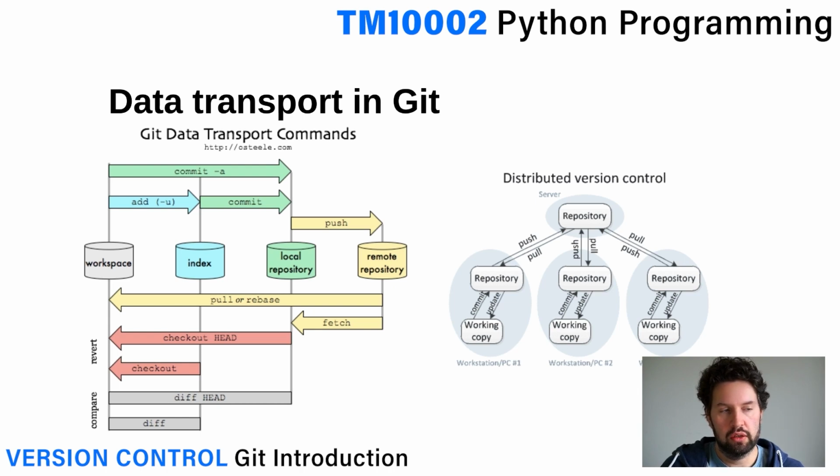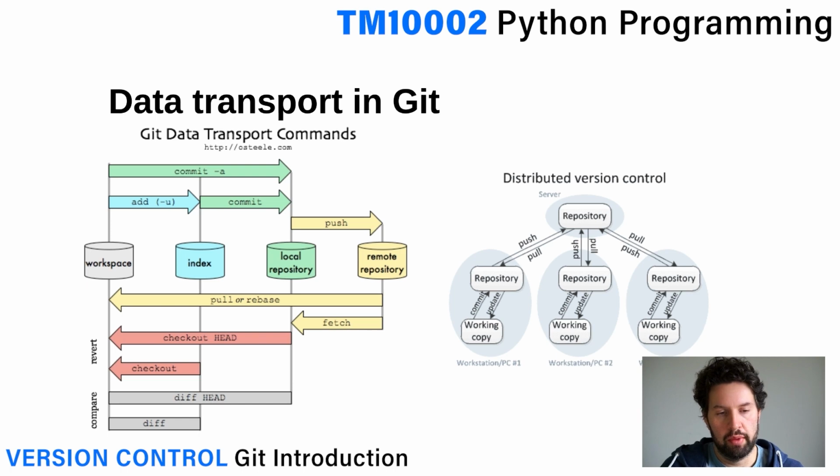In gray on the left you see a workspace. That's what you see when you work on files. These are actually on your file system. If you open up an editor and edit your file, that's where it happens. In green, the local repository is the database that is stored on your machine. You will never look into it directly, but you interact with it using the commands you see in the arrows.